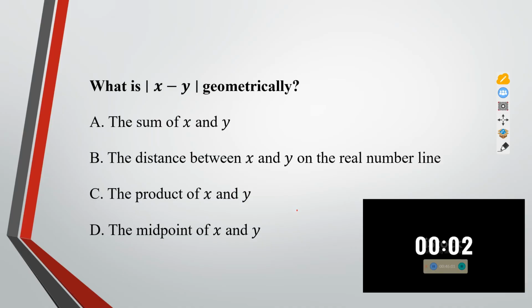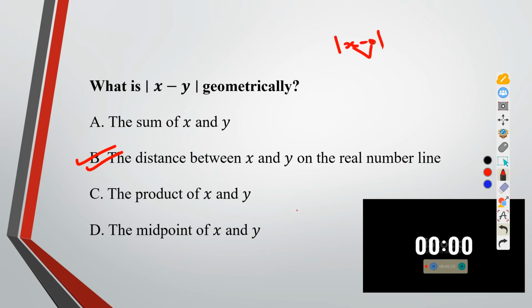So we are looking at what is the magnitude of x minus y geometrically. Geometrically, it is basically the distance between x and y on the number line. We have already defined what magnitude of x is. If you are looking at magnitude of x, that is like x minus 0. So that is the distance between x and 0, or the distance from 0 to x on the number line. So when you are looking at x minus y, it is the distance between x and y on the number line.